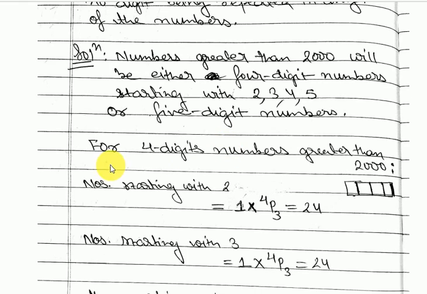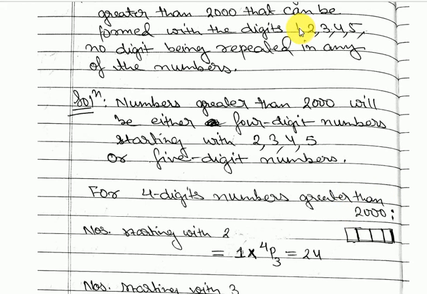Okay, fine. So for 4 digit numbers greater than 2000, there will be 4 blank spaces: units place, tens place, hundreds place, and thousands place. So here we are making a 4 digit number. So you can see that here at the thousands place we cannot put 1. So for this thousands place, how many options are we left with? We are left with 2, 3, 4, 5.